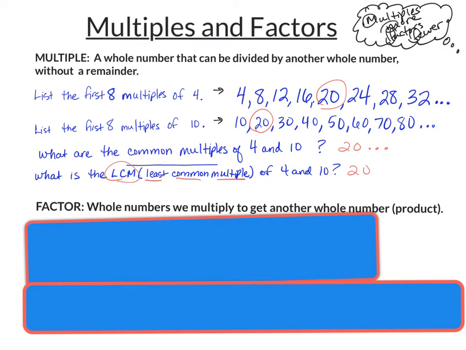So when I list the common multiples of 4 and 10, please just note here, there is more than just 20, we just haven't listed them. Whereas the least common multiple, there's only one. It is the number that represents the least multiple that they have in common.